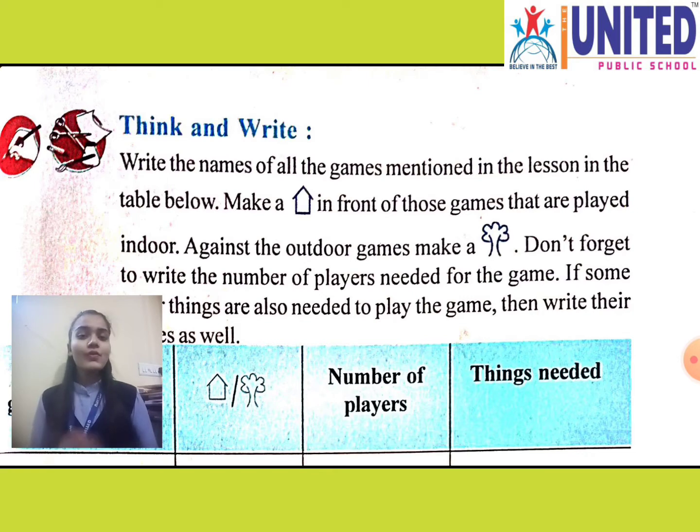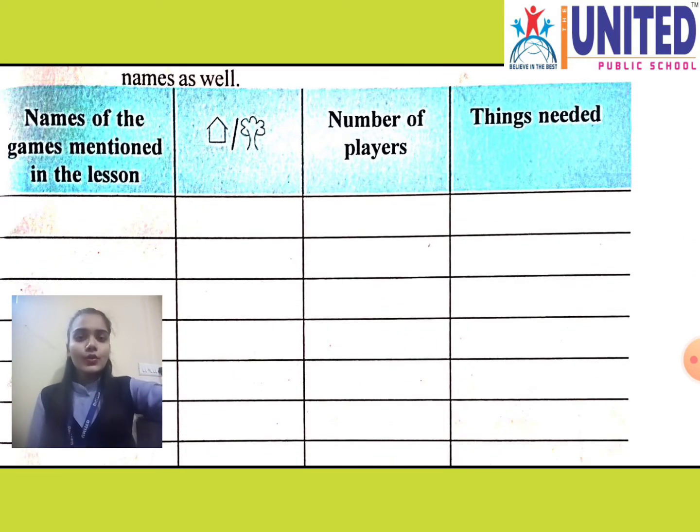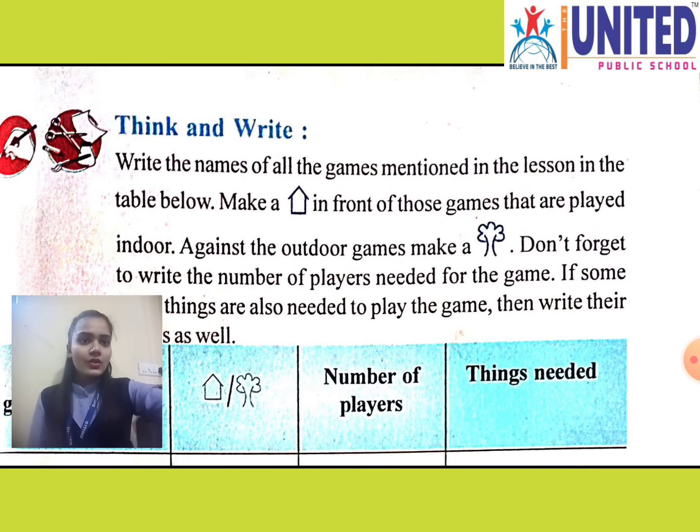Now beta, here it is saying to write down the names of all the games that are mentioned in this lesson in the table below. Downside, one table is given here. You have to write the names of all the games mentioned in this lesson. Here, beta, you can see so many columns given. Now let's see what it says here.